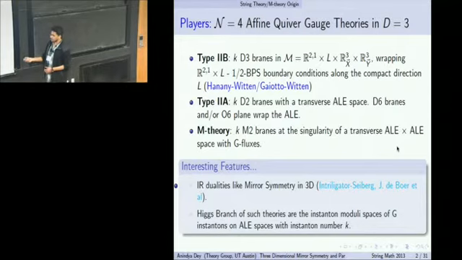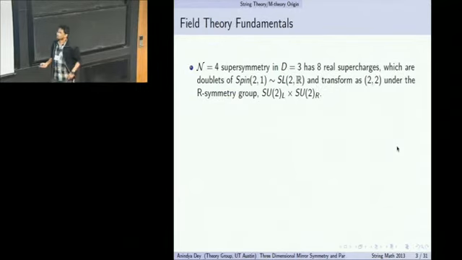So I won't talk much about the second point. I'll mostly be talking about the mirror symmetry part of these theories. Since Peter already mentioned in good detail the field theory part of N=2 and N=4 supersymmetric gauge theories, I'll be quick with these slides.